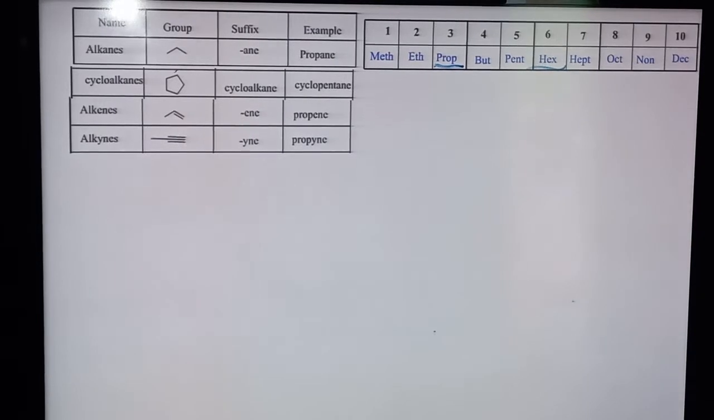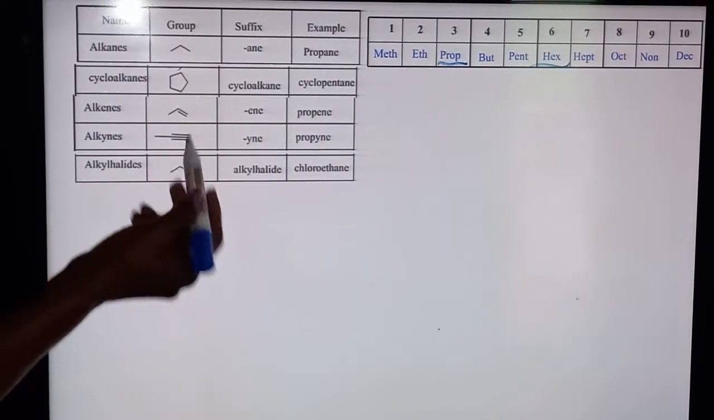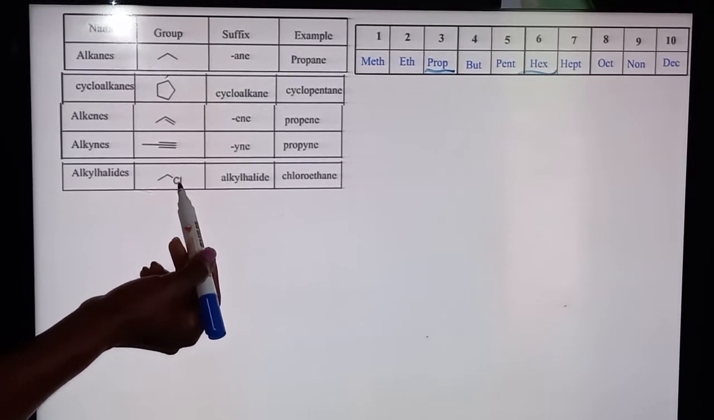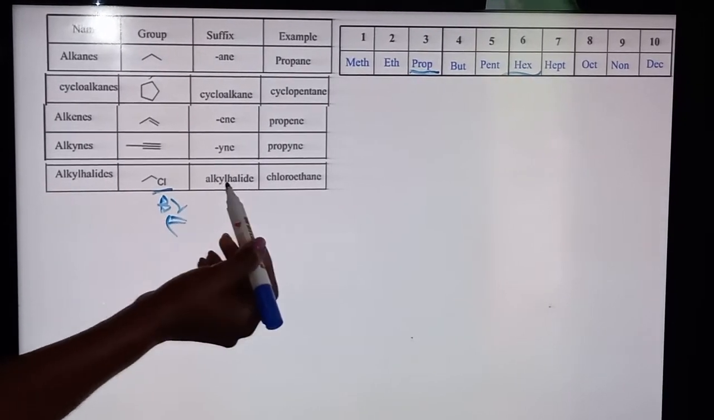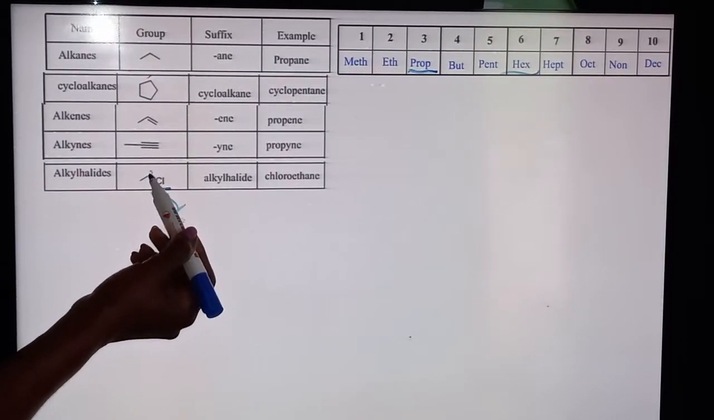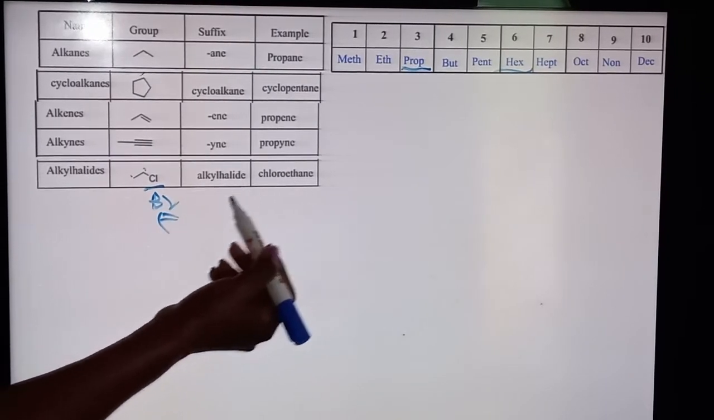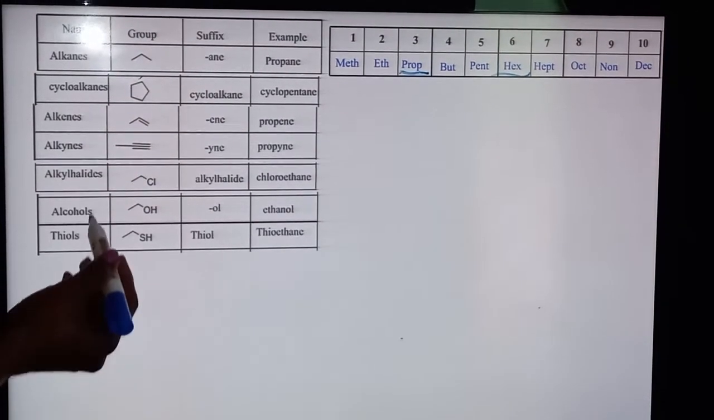Let's go to another functional group, alkyl halides. Alkyl halides are just alkanes where one hydrogen has been replaced by a halide, either chloro or bromo or fluoro. So these are called chloroethane if there are 2 carbons, or chloromethane if it's 1 carbon, chlorobutane is 4 carbons, and so forth. The next functional group that we're going to check is alcohols.